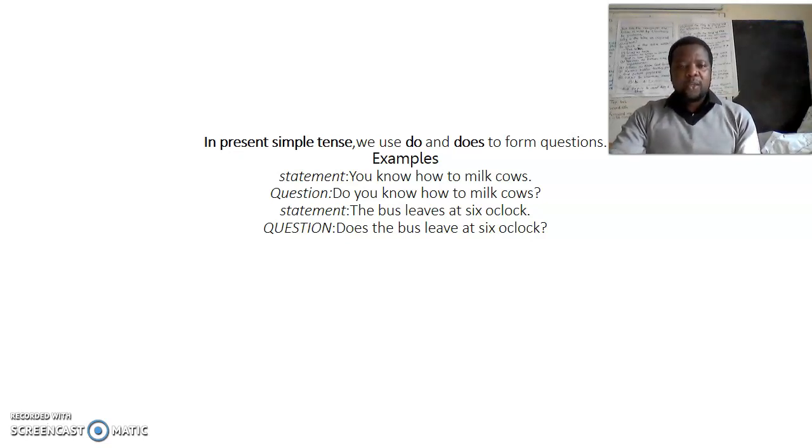For example, look at our statement. Our statement says, you know how to milk cows. You find that in our statement, we just have our subject, which is you, our main verb, which is know, and we are not having any modal auxiliary verb in the statement. But we have to form a question for that statement. How do we form a question then? If someone tells you, you know how to milk cows, how do you form a question for that statement? Try it on your own and tell us the answer.